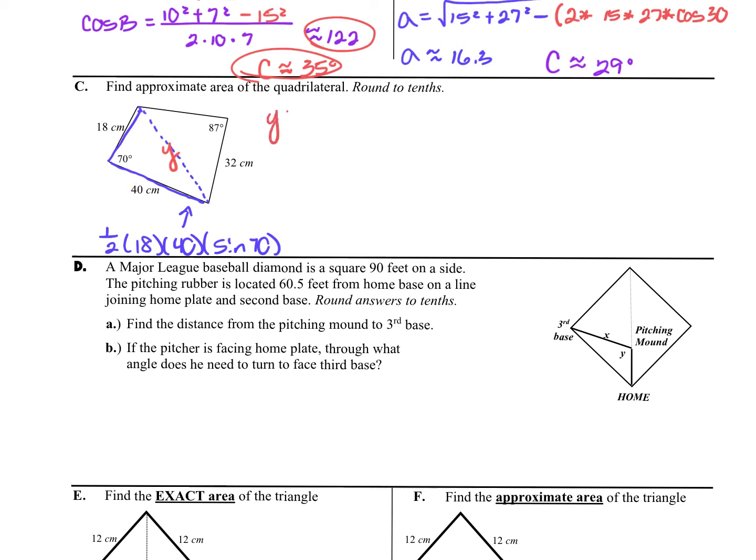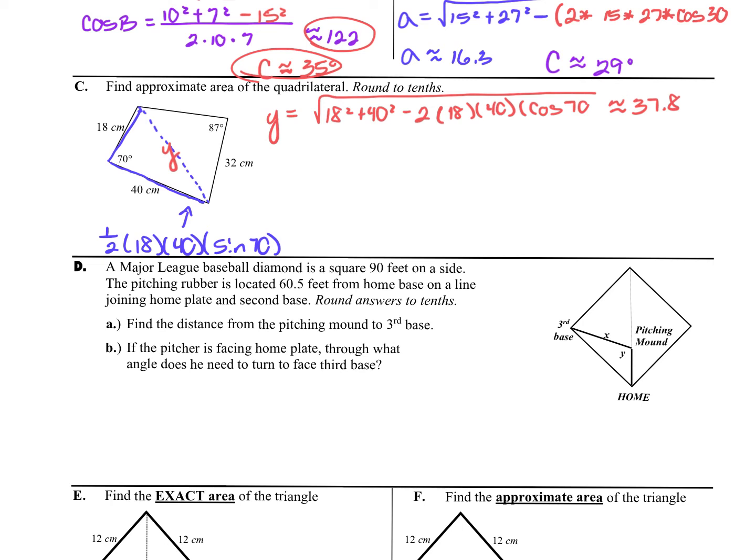So I'm going to find Y by doing my law of cosines. This is the angle I have. 18 squared plus 40 squared minus 2 times 18 times 40, so it's 2 times the product, and then the cosine of 70. So that's going to get me a diagonal of about 37.8. Now I'm in a completely separate triangle.